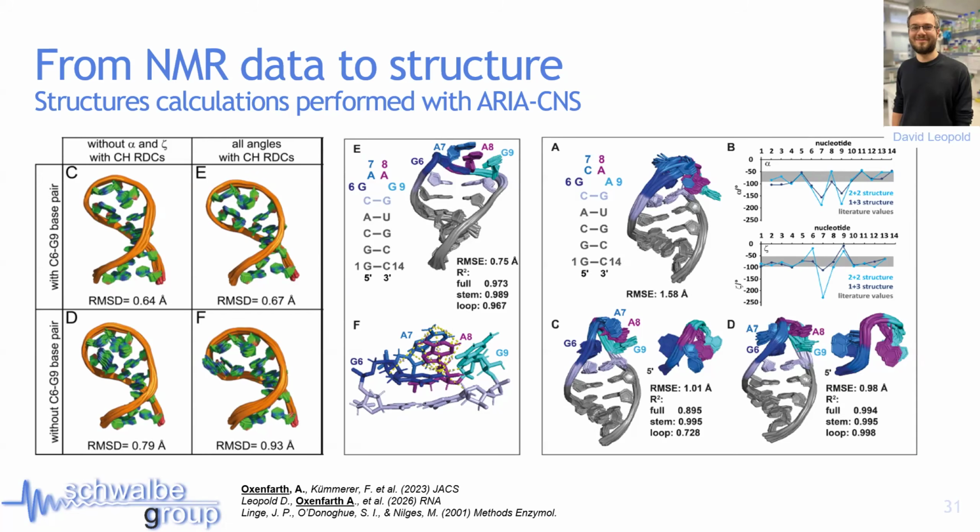And actually, David was able to see that there was a second conformation that could be easily restrained by changing the alpha and the zeta angles, which is actually in line with his data, to a previously unseen 2+2 conformation, where we have a stacking of A8 and G9 and G6 and A7. And this actually fits the RDC data quite nicely.